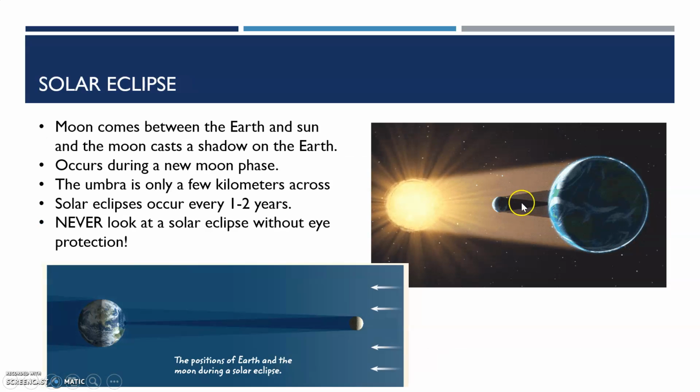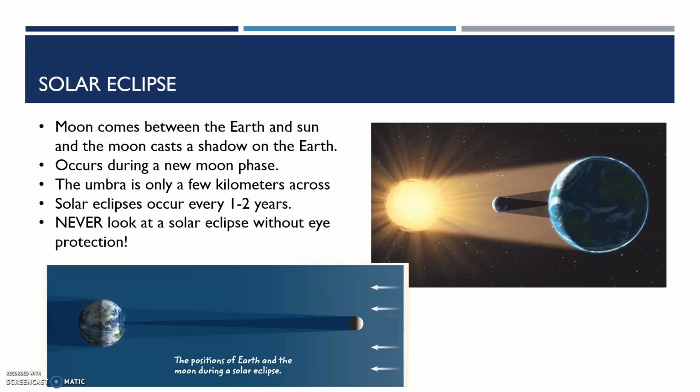But here, the umbra is going to be very small. That dark black spot that you see right here is only a very small part of Earth. So the moon's going to come between the Earth and the sun, and the moon is going to cast a shadow. When it does, it's going to only occur during the new moon. That's why the only time you can see the moon is during a new moon if you are having a solar eclipse.